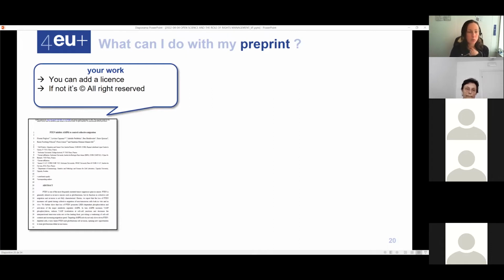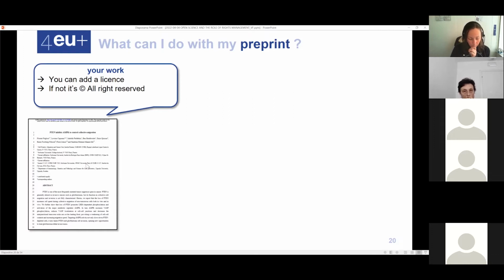You have the option to add a license on your preprint. We are going to see that later in the last part with Rasmus, which licenses and what these licenses are. If you don't add a license to your preprint, it's a basic intellectual property protected work. So it's copyright, all rights reserved, which means all rights reserved to the author for the moment. So basically, only you can distribute or reproduce your preprint article.